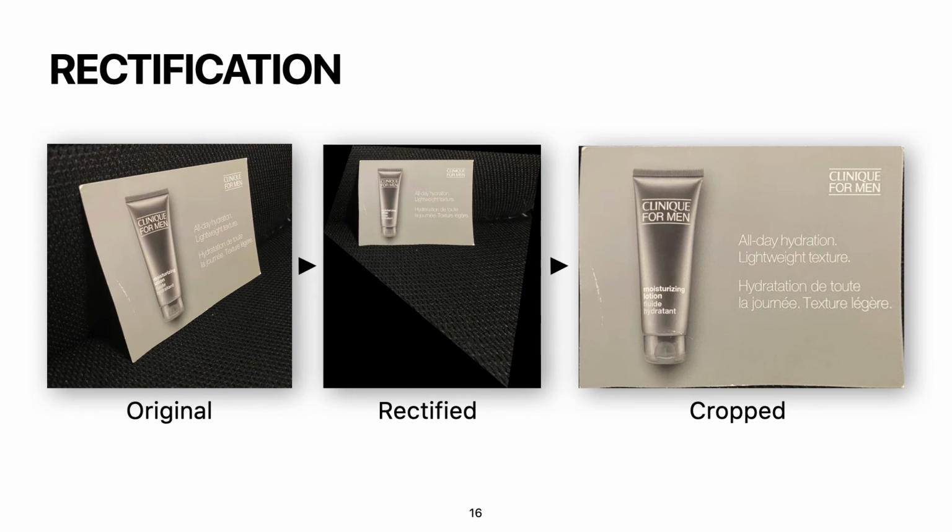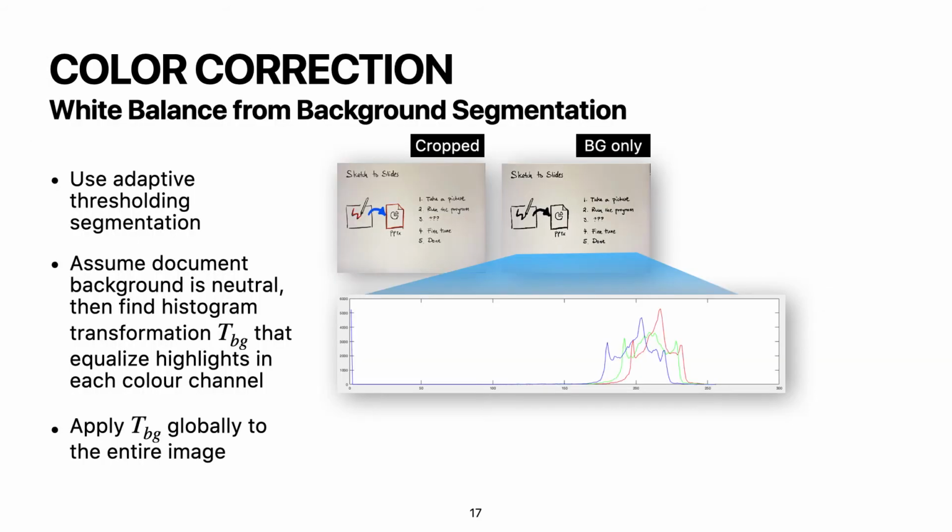This is the original image. We find the intersection points, and this is the rectified image. And lastly, we use the transformed control points to crop the image to just the document.